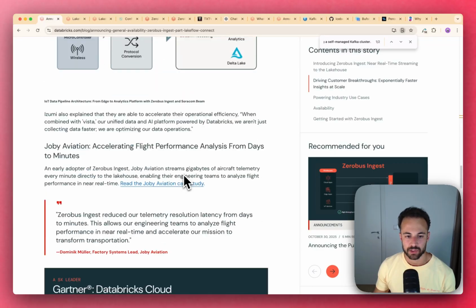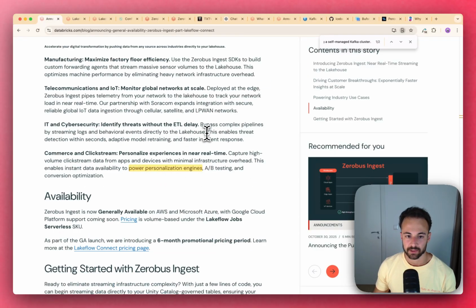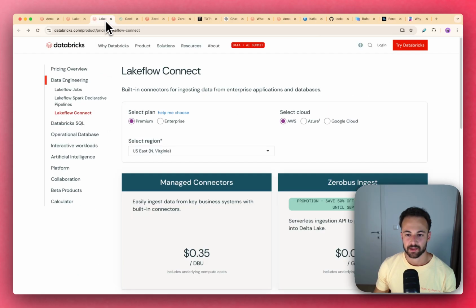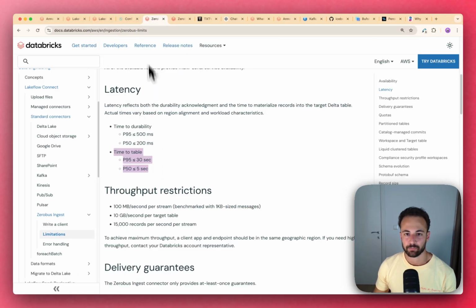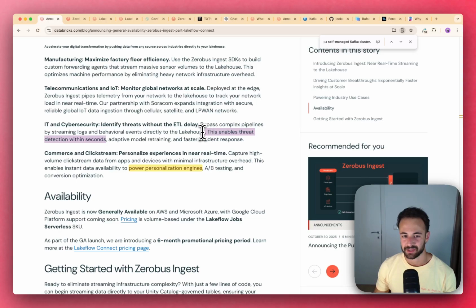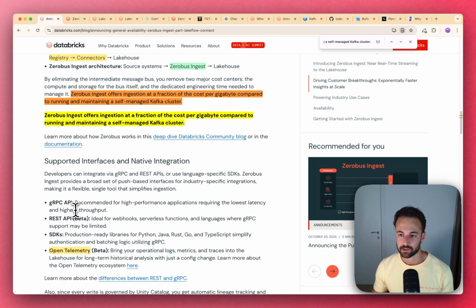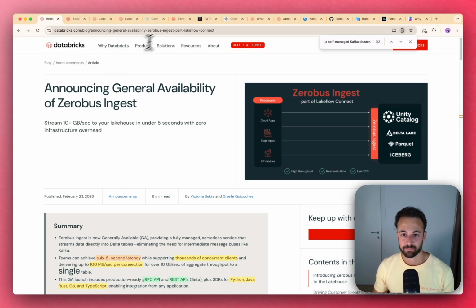And that's why I'm kind of confused about some of the marketing they had here that said, this enables threat detection within seconds in adaptive model retraining. How can you have threat detection within seconds if your time to table can be more than 30 seconds? If your P99 is probably minutes, that's not mentioned here. So I don't think this really enables that sort of thing. So any sort of programmatic reaction to this and programmatic thing that has to read the table and figure out what to do, I'm not really buying it. But for human querying the table, sounds pretty good.